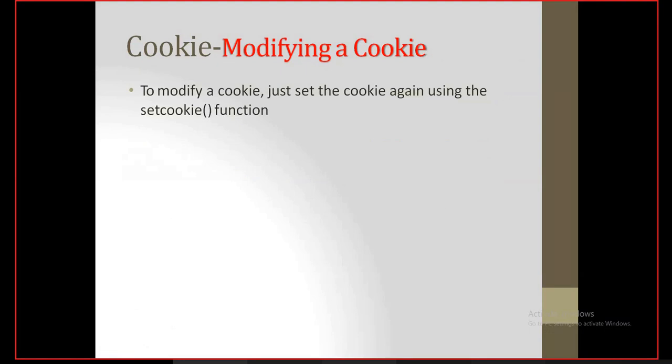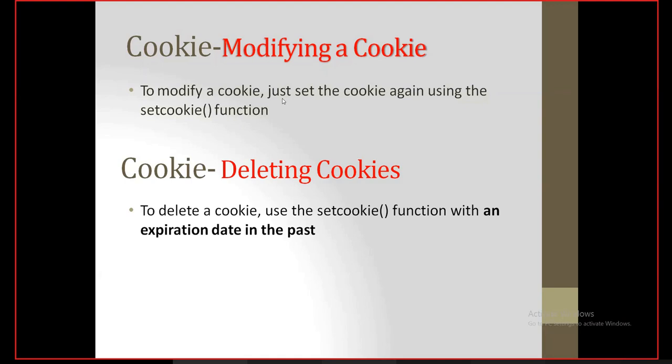Then how do we modify a cookie? If we want to change some information which is already present in the cookie, we don't have any special function for doing that. We will again use the set cookie function, and we will try to override the previously written value. So that is one way of doing it.